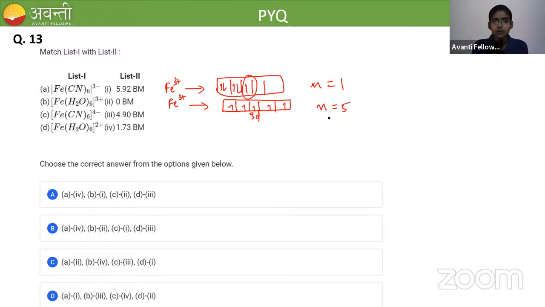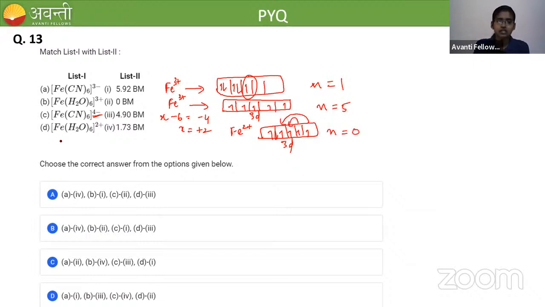And in case of option C, you can find that the charge is different. So x minus 6 equals -4 and x will be +2. Iron is in +2 oxidation state. +2 oxidation state of iron contains 6 d electrons. And cyanide is a strong field ligand, so they are going to get paired. So no unpaired electrons are there, n is equal to 0.